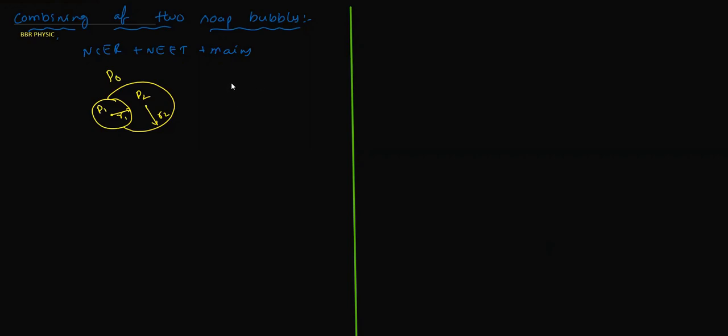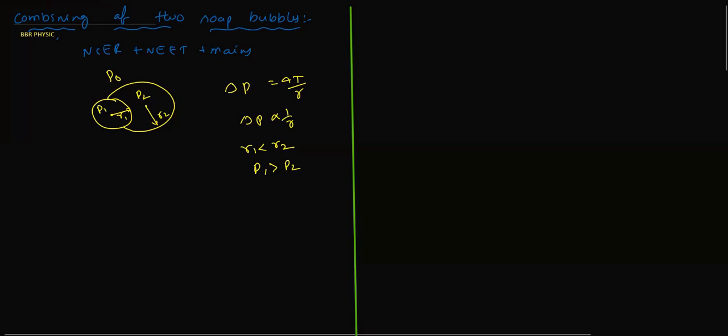Just now we learned that for a soap bubble, delta P equals 4T by R. This means delta P is inversely proportional to R, so wherever the radius is less, the pressure will be more. Therefore, here you can observe clearly that R1 is less than R2, which means P1 is greater than P2. Therefore, P1 will be more now.